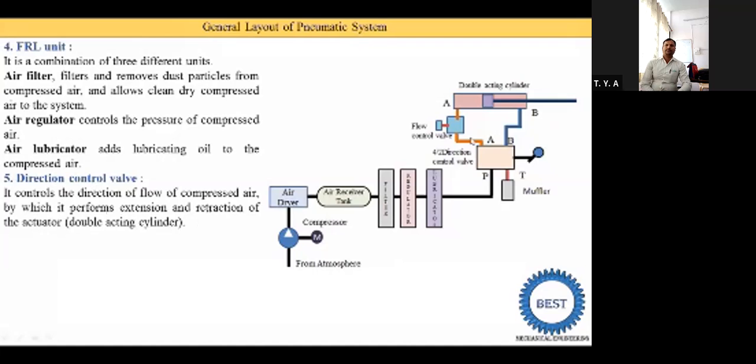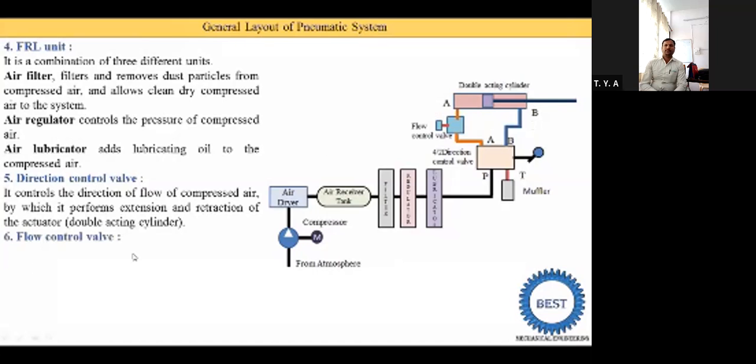Here in this image you see a double acting cylinder. When the piston is moving from left to right, it is called extension, and when the piston is moving from right to left, it is called retraction of the actuator. The next one is the flow control valve.